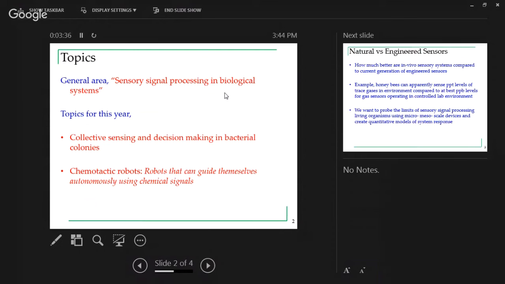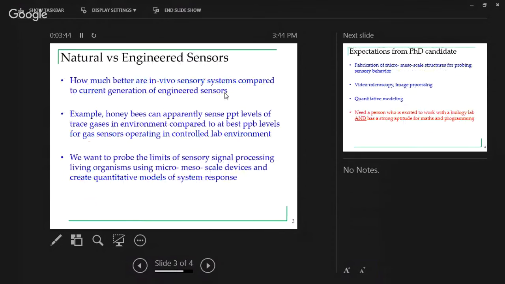So both of these projects involve some amount of biomimetics, some amount of studying biological systems and then applying them in AI. So the idea, of course, as I pointed out earlier, is that if you study biological systems, then it may be possible for us to make better engineered sensors. But what we mean by understanding the biological system is that we should be able to formulate quantitative models.